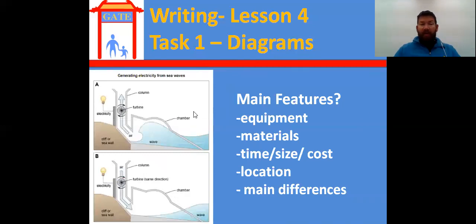That would be saying when the wave comes in, the air is pushed up through the column, turning the turbine to generate the electricity. When the wave comes out, the air comes down through the column, but the turbine continues to turn in the same direction with the electricity being generated without the turbine having to stop. Okay, because it's turning in the same direction. That's a fairly simple one. I've pretty much said everything you can possibly describe about this.